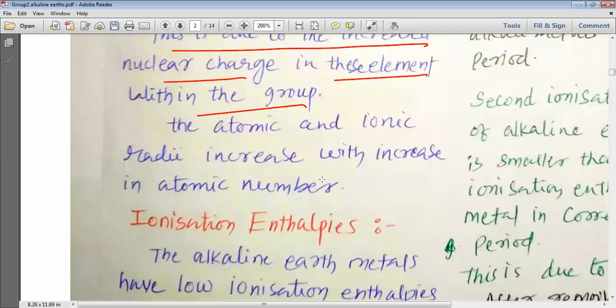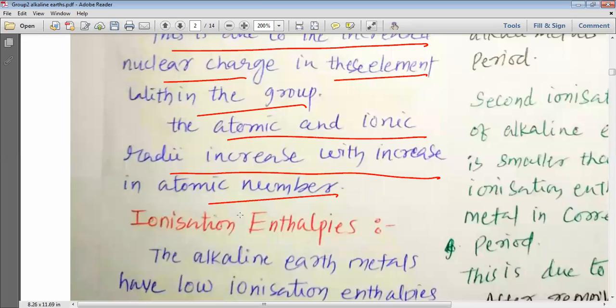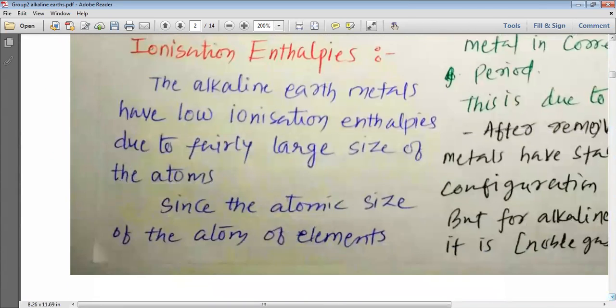As the atomic number increases, nuclear charge increases because the number of protons inside the nucleus also increases. The atomic and ionic radii increases with increase in atomic number. That means if you go down the group, the atomic number increases, and that is why the atomic and ionic radii of group 2 elements also increase because of the addition of the extra shell into their atom.